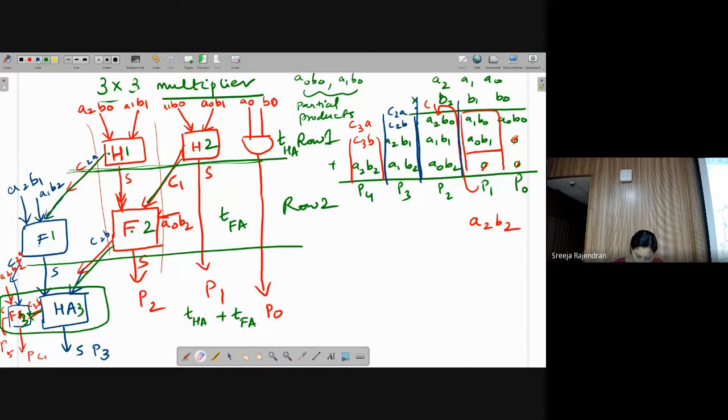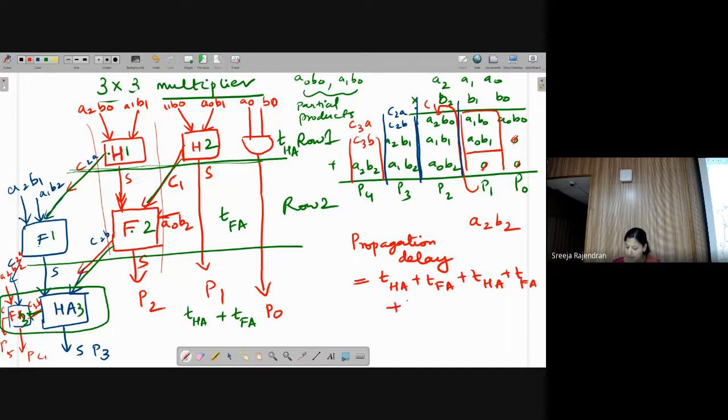So if I'm going to write the propagation delay, in the first stage I have T of a half adder, plus in the second stage T of a full adder. Next stage again I have a half adder plus a full adder. And all this works when I have my partial products generated, right? If partial products are available, only then the rest of the process happens. Addition happens after partial product generation.